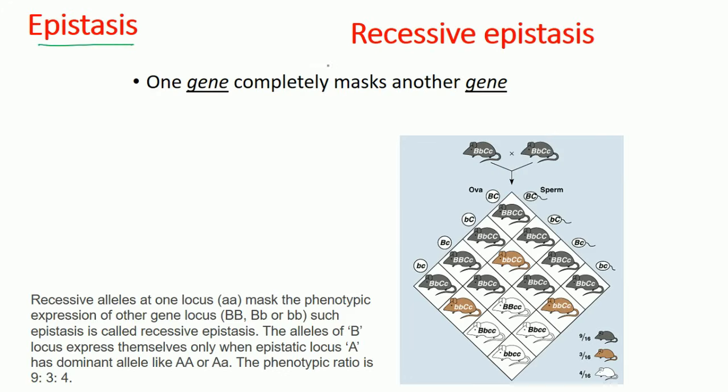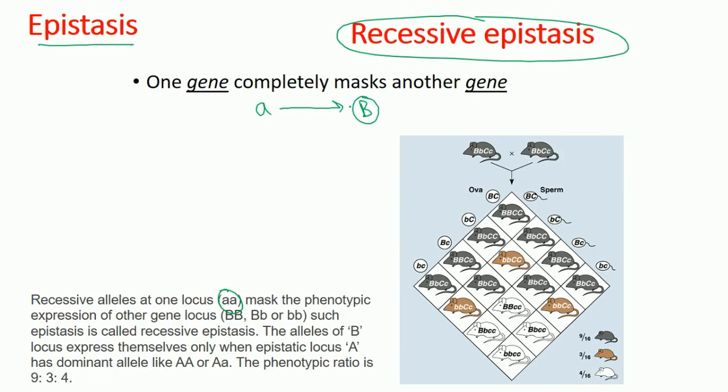The first type of epistasis we want to deal with is recessive epistasis. In this case, one recessive allele blocks and prevents the effect of another gene. In this case the gene is B. The gene A can be present in three different formats: AA, Aa and aa, homozygous dominant, heterozygous and homozygous recessive. We call it recessive epistasis because if gene A is present in the recessive format, aa, it is going to prevent the expression of gene B. So let's look at it.